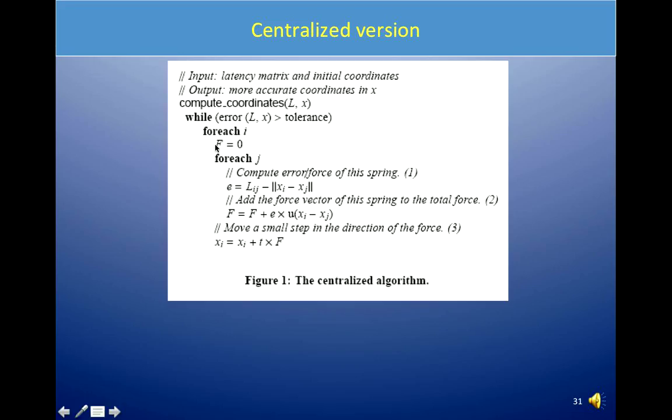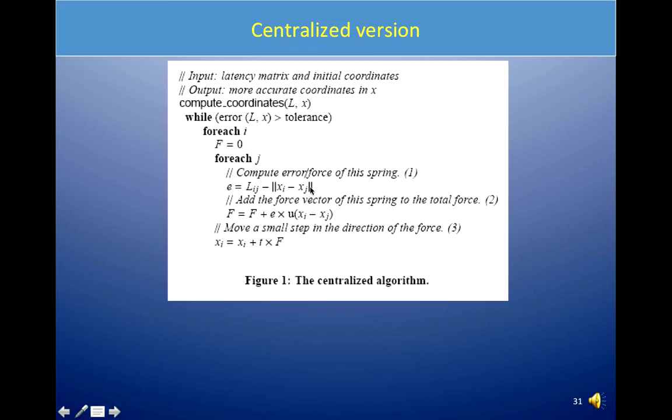Let's say that initially the force is 0 and now we want to calculate the force. To calculate the force, the force or error is given by Hooke's law, which is the initial distance minus the final displacement, equivalent to the force factor. So E is equal to the initial RTT minus the displaced distance, xi minus xj. xi is the current position and xj is the current position of xj.